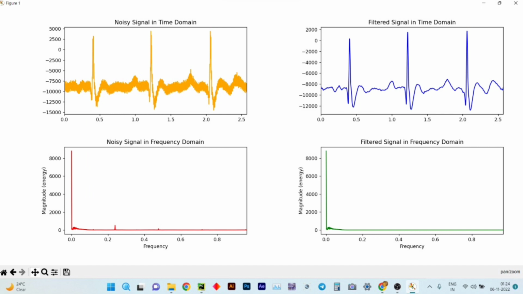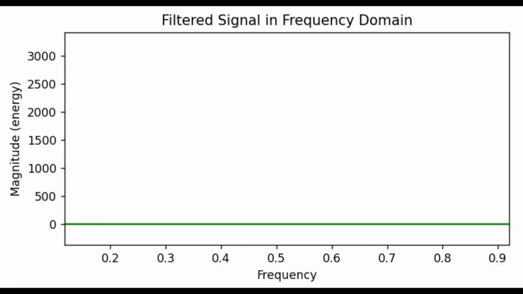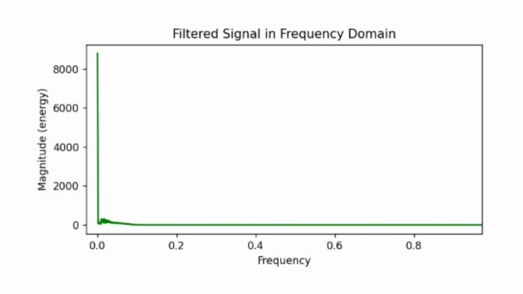Also, after filtering the noise from the noisy signal, the signal becomes very clean and smooth, as seen in the blue colored graph. When we look at the frequency spectrum of our filtered signal, then we can see that the high frequency spikes which were originally present in our signal have been removed. Now the frequency spectrum only consists of the desired frequency in the original signal.